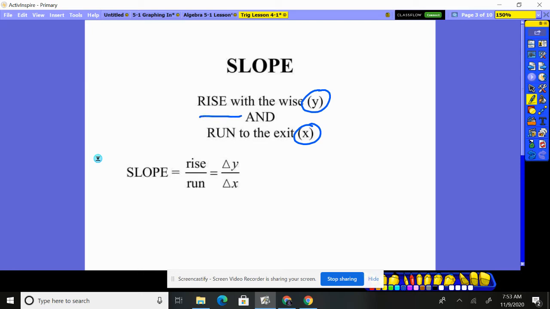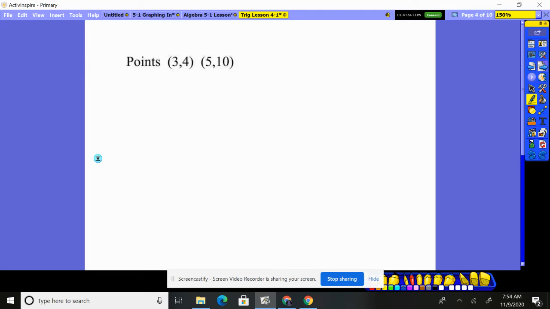Notice you have rise over run, and then y's over x's. Because again, rising, that's the change in your y values. That's going up. And then running is the change in your x values because x's are left to right. So slope is rise over run, or the formula that we mostly use, the change in your y's over the change in your x's. To keep it straight of y's over x's, if you can't see it in your mind that rise is up, which is the change in your y values, just remember, rise with the y's and run to the exit.